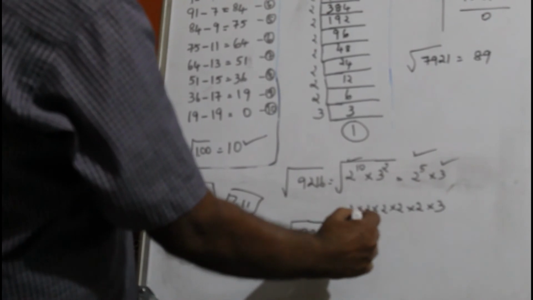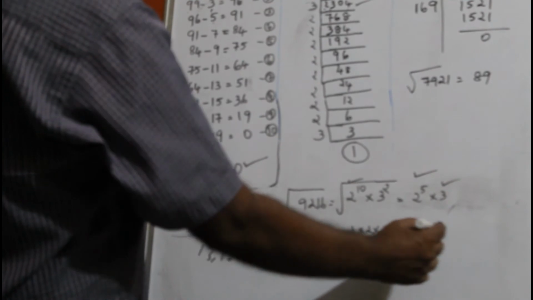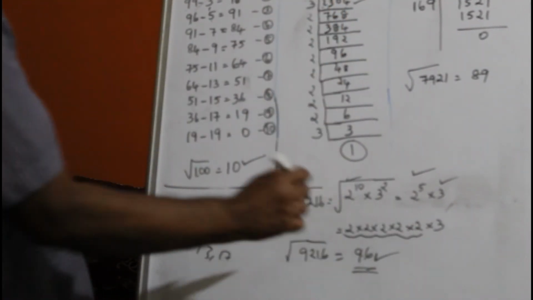So 2 power 5 means 2 into 2 into 2 into 2 into 2. This is called 2 power 5 into 3. And 2 power 5 into 3 is 96. So square root of this is 96.